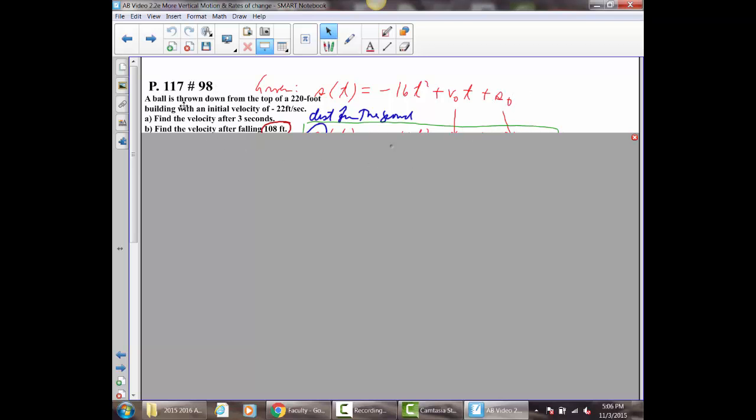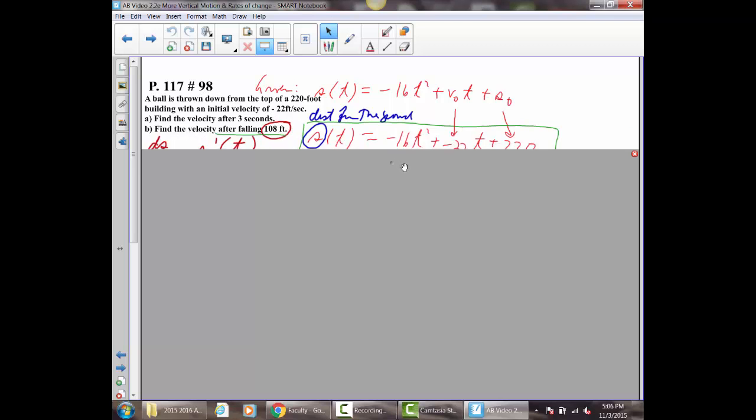So a ball is thrown down. It's not dropped and it's not thrown upwards. It's thrown down from the top of a 220-foot building. So that's our initial height, with an initial velocity of negative 22 feet per second. Now the reason that initial velocity is negative is because the object is being thrown downwards. So there's our equation. S of t equals negative 16t squared minus 22t plus 220.